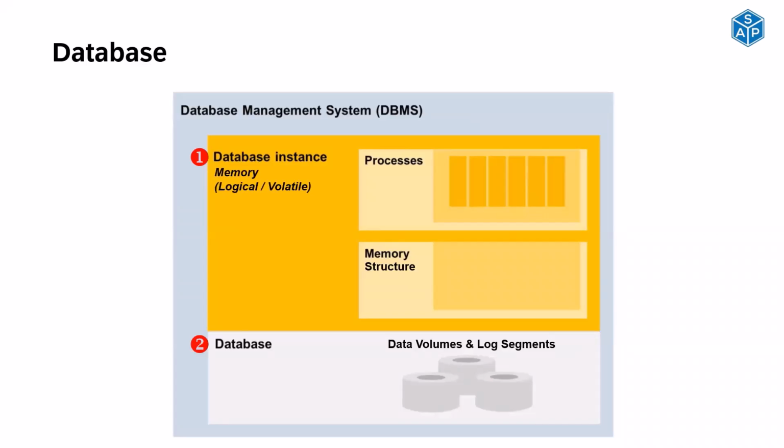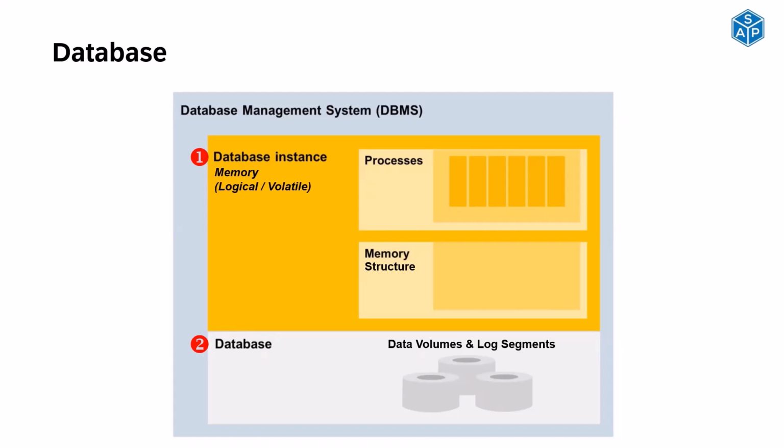Your instance is the part which resides in your memory. It is the logical, or you can say the volatile, part. What do you mean by volatile? Memory is a volatile device. If you switch off the power, or disconnect the power source to the memory, all the data stored in the memory will be lost. So your database instance is also volatile because it resides in your memory.